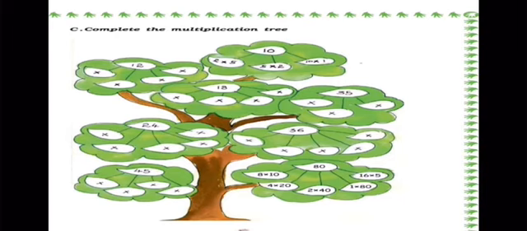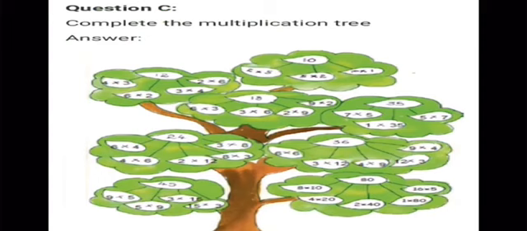So let's check our answer. Yes, 4 3s are 12 and 3 4s are 12, then 6 2s are 12 and 2 6s are 12. Now similarly like in addition also, even if we change the places of the numbers, it doesn't make a difference. So multiplication is also the same thing. It can be 6 2s are 12 also and 2 6s are 12 also. The answer will remain the same.